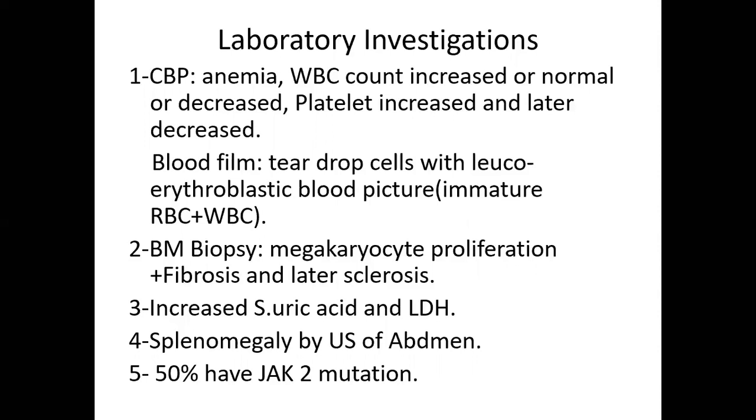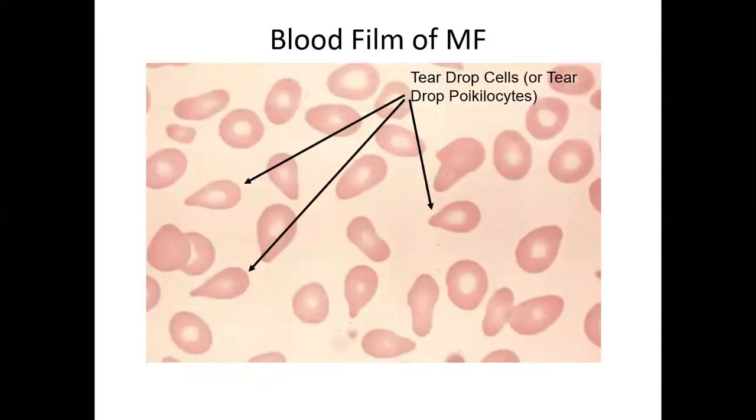peripheral blood. The bone marrow biopsy is very important for the diagnosis. It will show megakaryocytic proliferation plus fibrosis in the bone marrow. Usually, the serum uric acid and serum LDH are increased. Usually, the patients have splenomegaly, especially during the progression of the disease, and 50% of patients will have a JAK2 mutation. This blood film shows clearly what is meant by teardrop cells. When we see them, we should think of myelofibrosis.